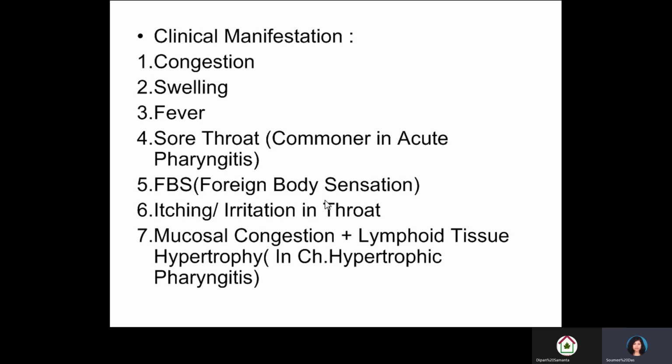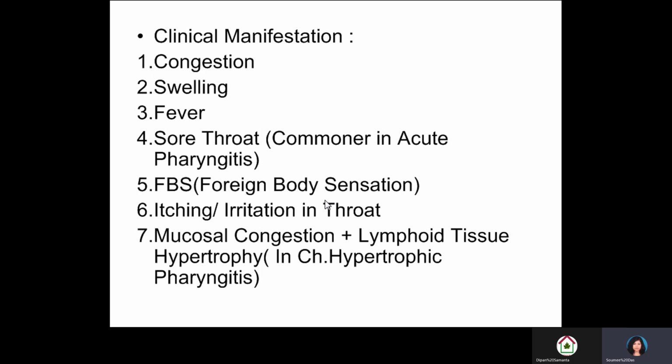Next is FBS, or foreign body sensation. The patient might feel that there is something stuck in the throat. So this is known as foreign body sensation. This particular term is also used in case of any eye problem or ophthalmic problem. In that case the patient feels that there is some foreign body left in his or her eyes. So this is known as foreign body sensation.